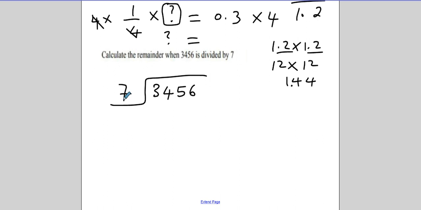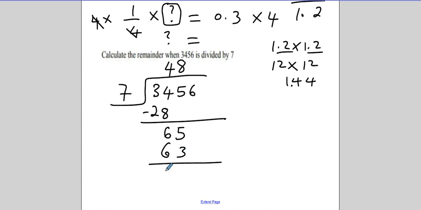6 divided by 7 is not possible. 34 divided by 7, yes. That comes to be by 4 here. This will be 28. Subtract, this will be 6. Right, and then drop 5. 65 divided by 7. That will be 8. 8 times 7 is 63. You see that?